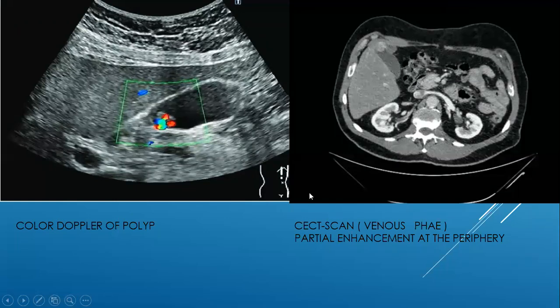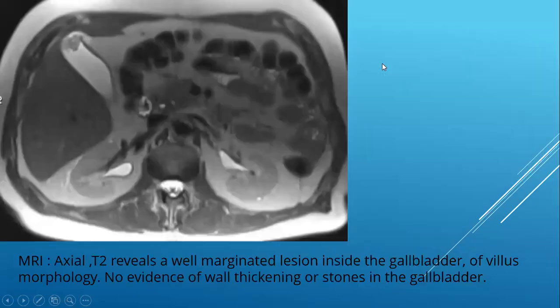CT scan, venous phase, showing partial enhancement at the periphery. There is partial enhancement at the periphery, meaning not very strong. CT to reveal a well-marginated lesion inside the gallbladder with villous morphology, fungating, finger-like. No evidence of wall thickening or stone in the gallbladder, meaning it is a polyp.